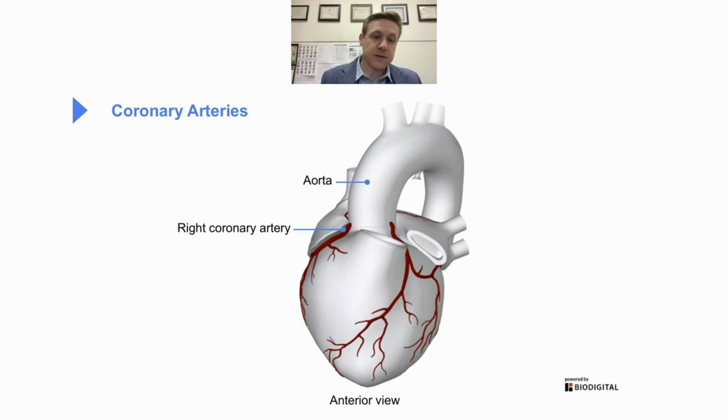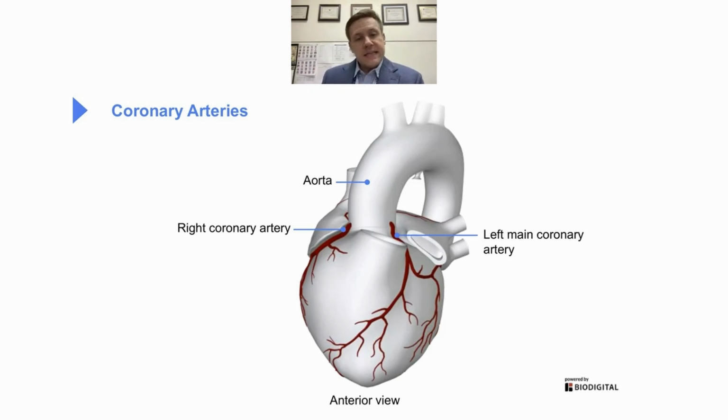And here we see it emerging and going along the surface of the heart, the other term for surface being epicardial. And it's going between this little groove that's formed between the right atrium and the right ventricle, called an AV groove or atrioventricular groove. And as it's traveling along that groove, it's giving off little branches to supply, among other things, for example, the right ventricle, which needs to stay alive in order to pump blood into the lungs.